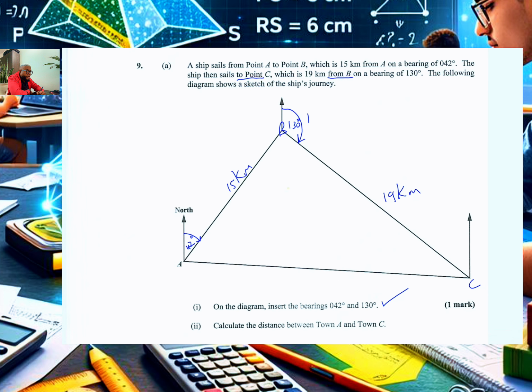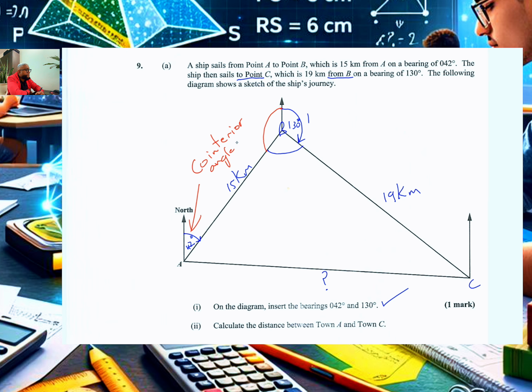That is done. Calculate the distance between A and C. So we want this distance down here. We have this length, but we don't have the angle within the triangle. What can we do? Are you all seeing that this angle here, 42, and the angle on this side here are what type of angles? Co-interior.